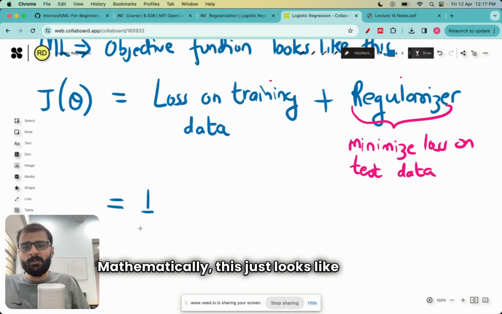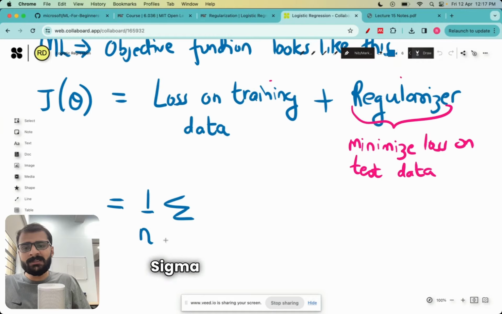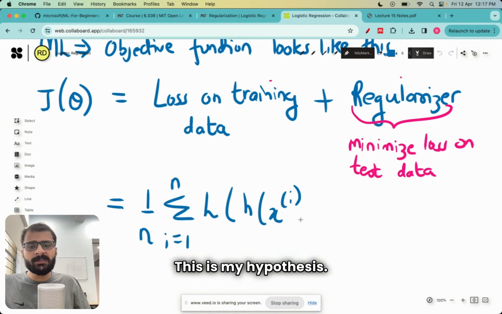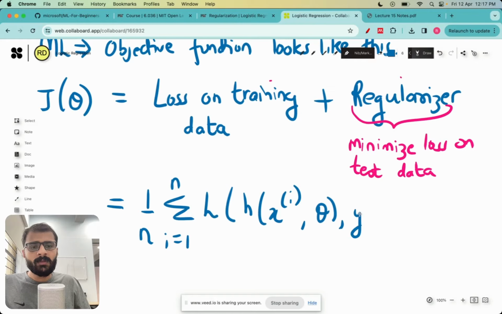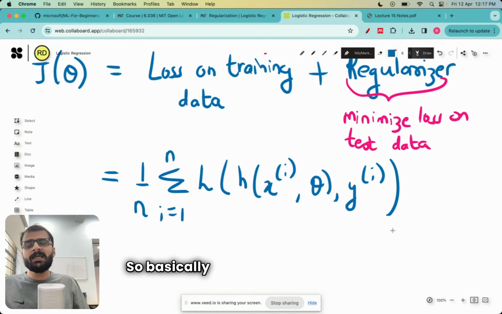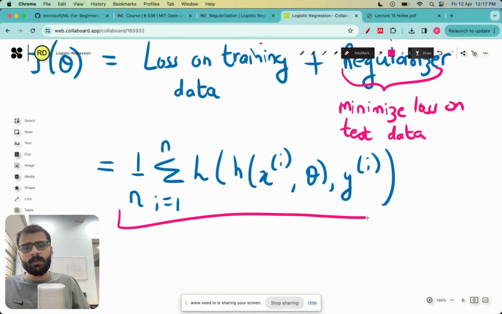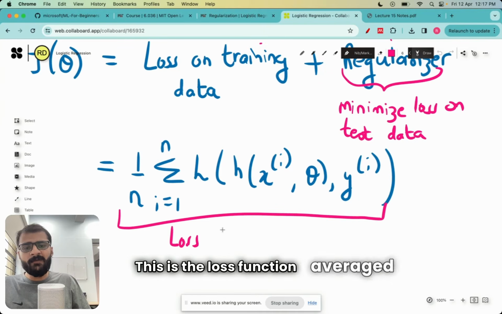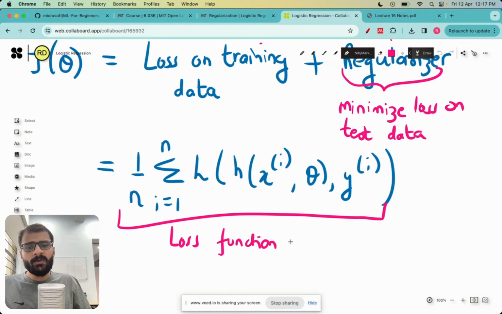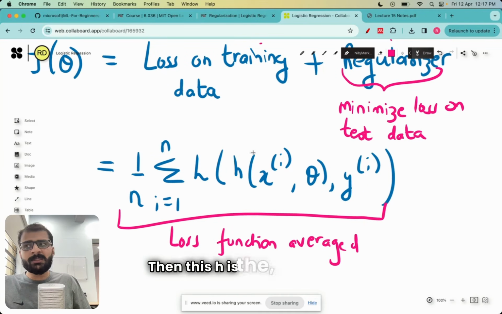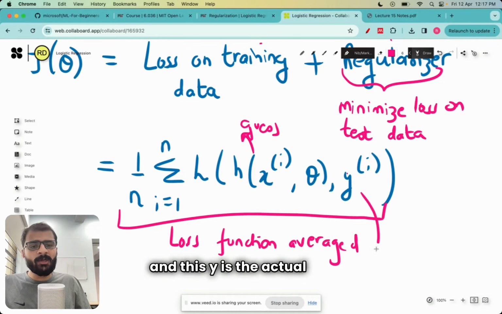Mathematically, this just looks like 1 by n, which is the number of data points, sigma i goes from 1 to n, L, which is my loss function, H, this is my hypothesis. So basically, this is the loss function averaged for all the n points. So I'm dividing it by n. Then this h is our guess, and this y is the actual value.